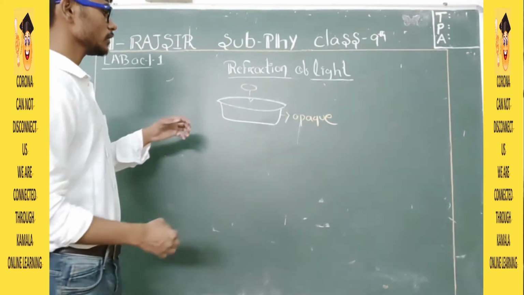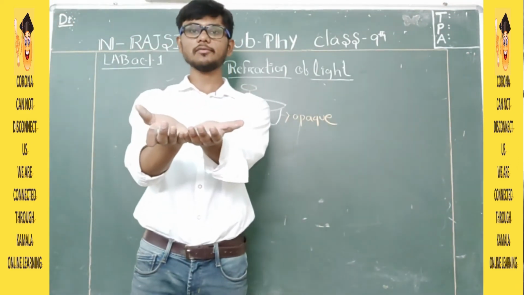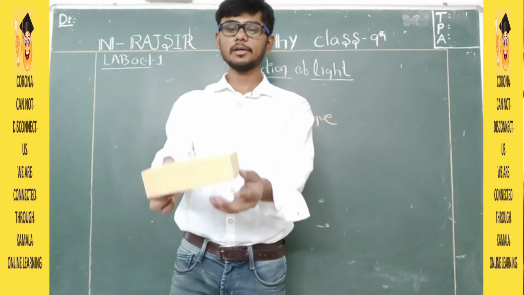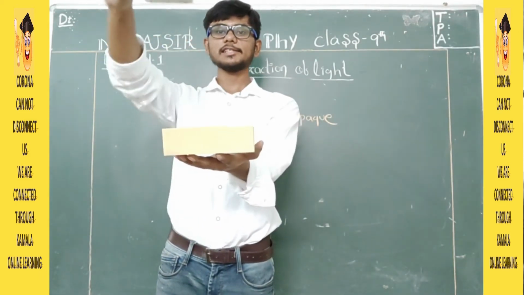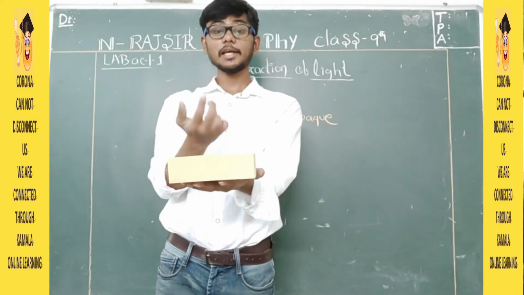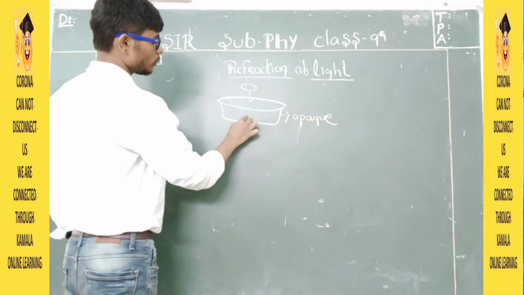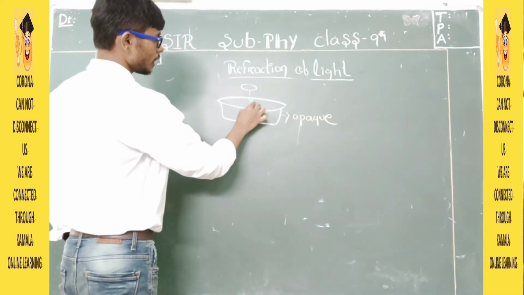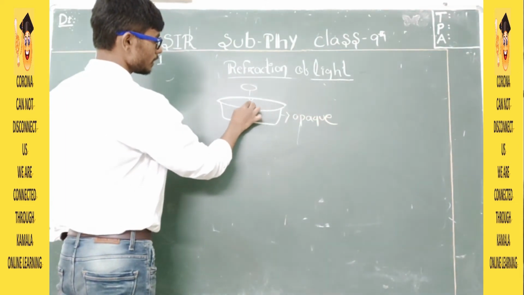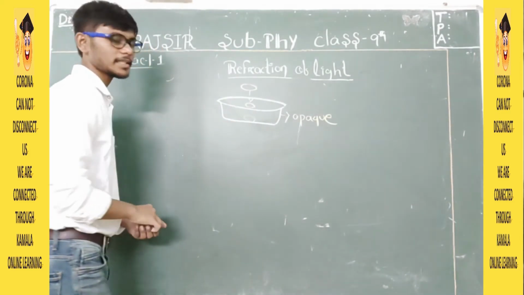What do you need to do? I am standing here. I didn't change my position. Suppose it is here. The bowl is in front of me like this. I cannot see the coin. Now what will I do? I will just pour water. When I pour water, what will happen? The coin appears. Now I can see the coin. Suppose the coin was like this, suppose now it appears here. Now it appears here. What exactly happened?